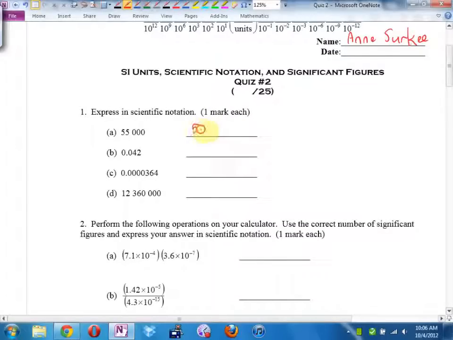Express in scientific notation, 1 mark each. 5.5 times 10 to the 4th. 4.2 times 10 to the negative 2. Yes? 3.64 times 10 to the negative 1, 2, 3, 4, 5. Negative 5? 1.236 times 10 to the 1, 2, 3, 4, 5, 6, 7? 1 mark each.